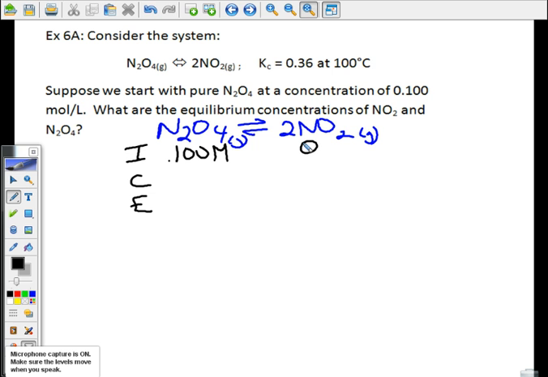What's my change on the left? Minus x. What about the right? Plus 2x. You don't have to have the same amount of x's on each side because it's mole ratios. And then for the equilibrium, we just combine them. How do you know I should subtract from the left? Because it's 0 on the right. I can't have negative molarity. That's crazy talk.